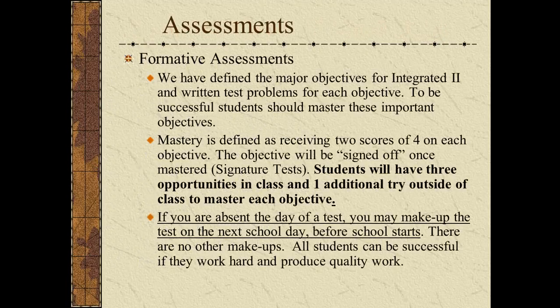Now, for our assessments in the class, we have two main types. The first one is called a formative assessment, and what we use is what's called a SIG test. You have your major objectives in the class. You will get multiple tries on an objective, and when you pass it off by getting a score of 4 on it twice, you get it signed off. That's why we call it SIG test. So you're going to have 3 opportunities in class, plus 1 additional try outside of class to master.